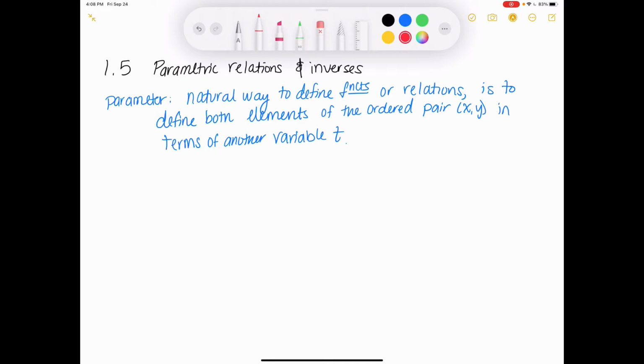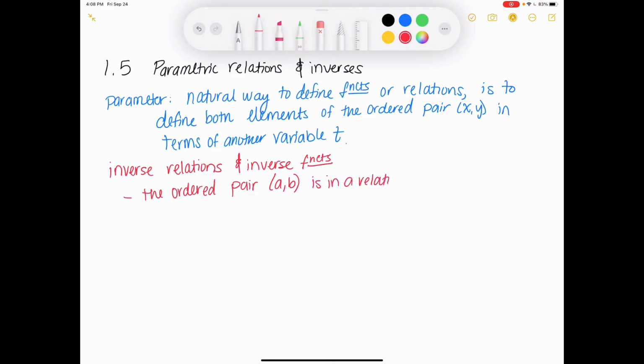All right, so then we've got inverse relations and inverse functions. The ordered pair (a, b) is in a relation if and only if the ordered pair (b, a) is in the inverse function.